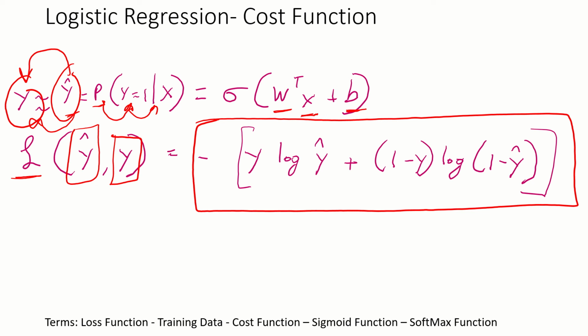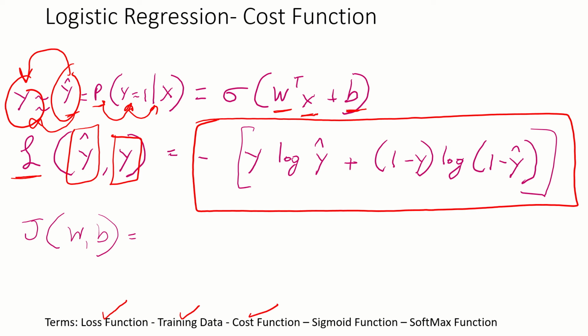So what is a training set, or what is the training data? The training data is the data you want to fine-tune your algorithm based on. So what's the cost function then? The cost function calculates the average loss for the entire training data set instead of a single training example.